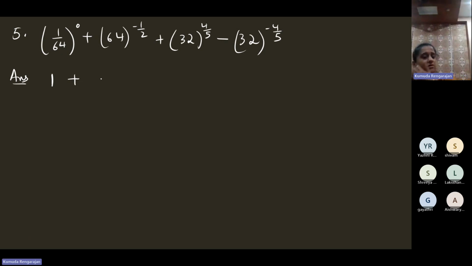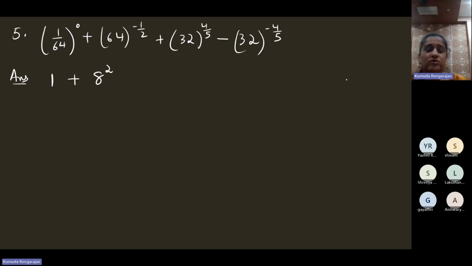Plus 64 can be written as, you can write it in base 2. Write it in a base so that the power we have, 1 by 2, gets cancelled out. So you can write 64 as 8 squared.